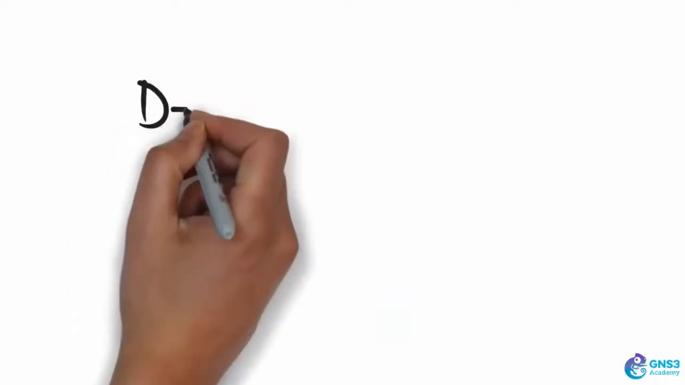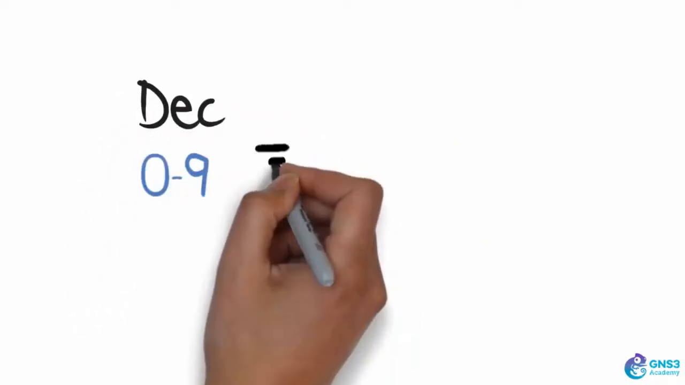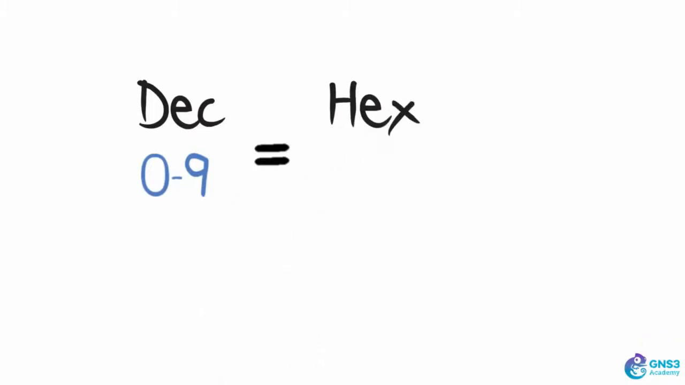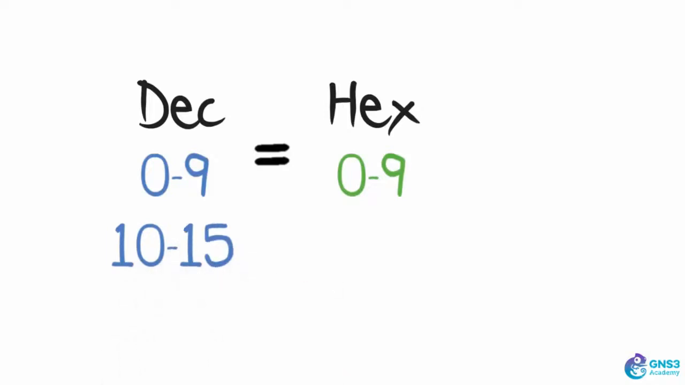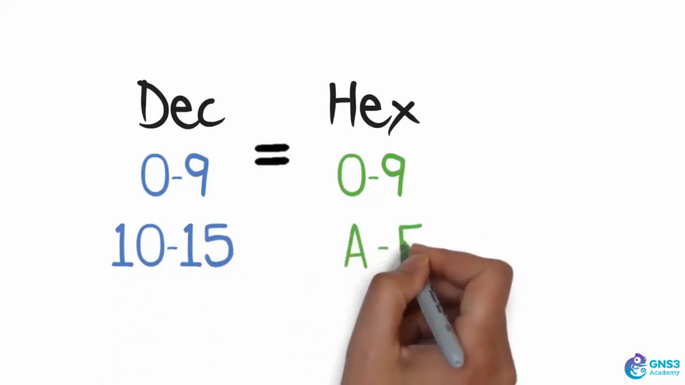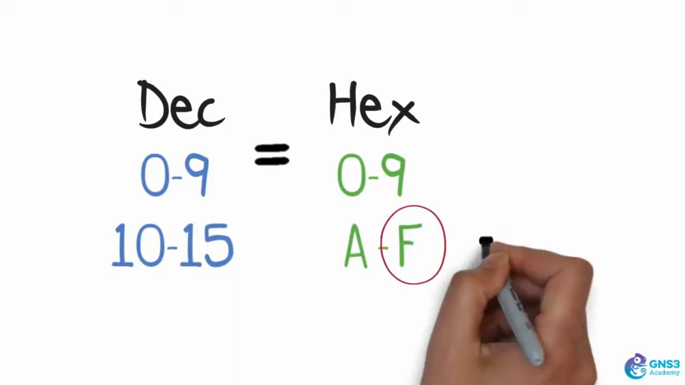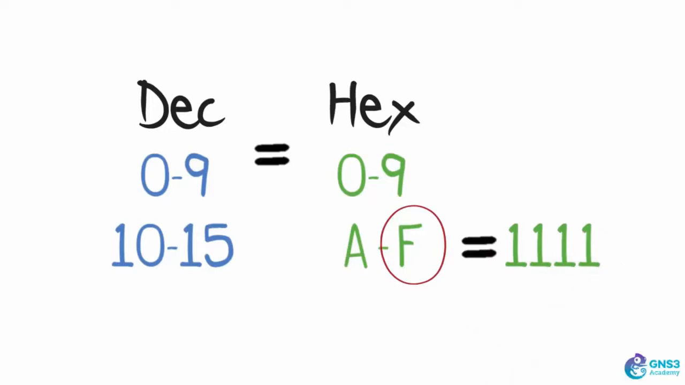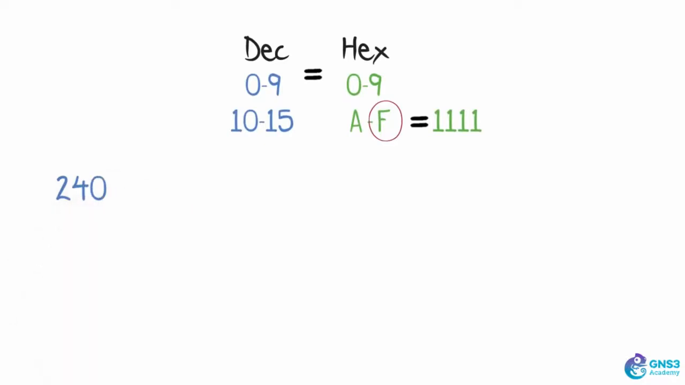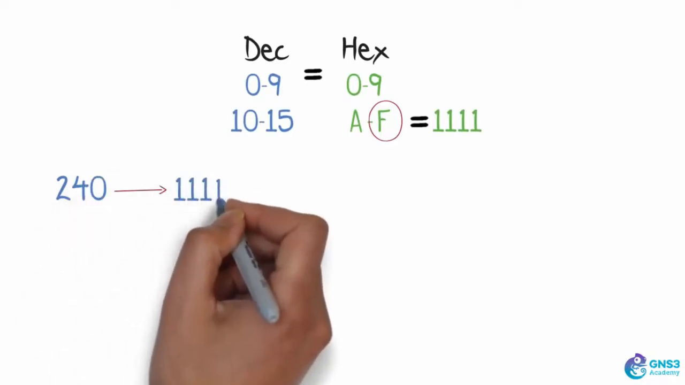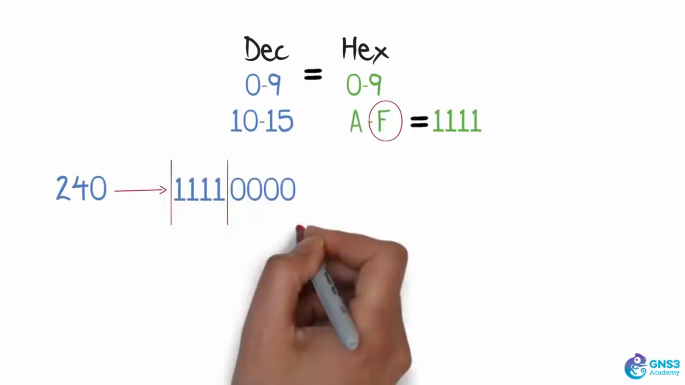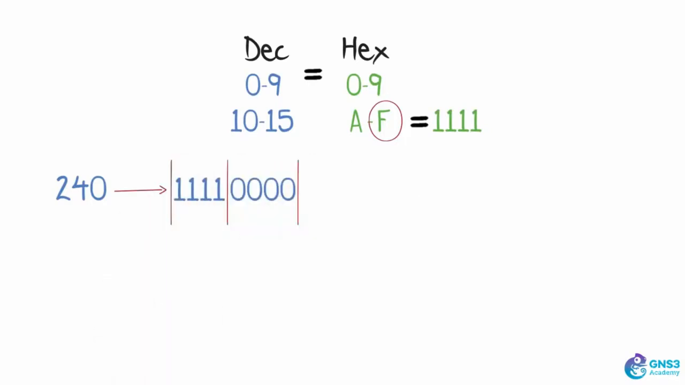The tricks to remember is that decimal values 0 to 9 are equivalent to hexadecimal values 0 to 9. Decimal values 10 to 15 are equivalent to hexadecimal values A to F. The largest single hexadecimal value is an F, and that's 4 binary 1s. So you need to convert any IP address number, such as 240, into 2 portions of 4 binary bits, and then work out the hexadecimal for each 4 binary bit value.